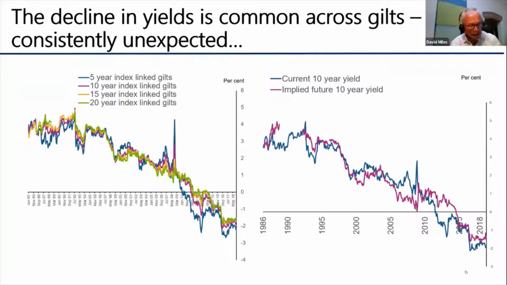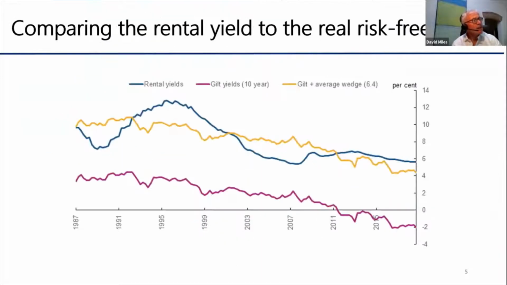It also, I think, explains the decline in rental yields, which has been actually pretty much in line with what has happened to the decline in real interest rates on government bonds. Forget about the yellow line for a minute. Let's just look at the blue line and the purple line. The purple line, again, is the real interest rate on 10-year government debt in the UK. The blue line is a measure of average rental yields in the UK.